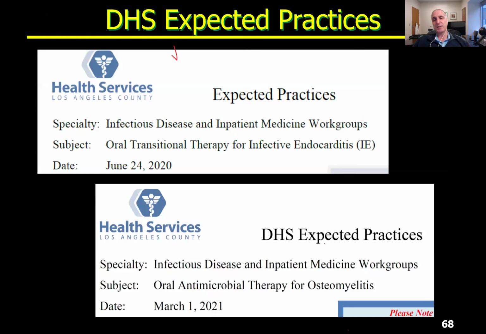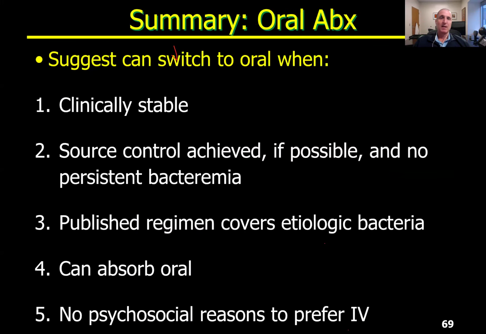We have written up expected practices for the doctors in our system to help them select which patients are eligible for oral therapy. And what we have put into our expected practice is that you can switch to oral therapy. There's no minimum duration of IV therapy because the data don't support one. They're all over the map. And we have endocarditis trials where there was no IV lead-in. You can switch to oral therapy when all 5 of these conditions are true.